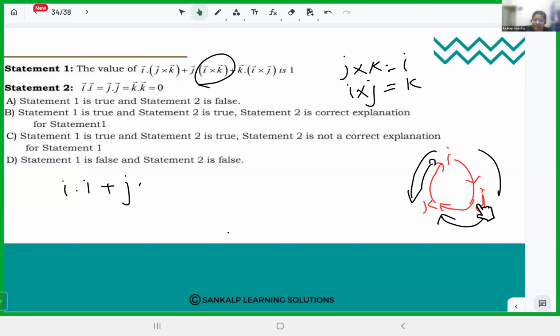If you take it in the reverse order, then what will happen? I cross k will become minus j. The direction of j is like this, right? If you take k cross j, that is in the reverse order, this will become minus i. And if you take j cross i, then it will be minus k. If you take in the reverse order, the vector that you get will be in the negative direction. So if you take in this manner, that is i cross j, then you will get k, cross i, then you will get j. All right.